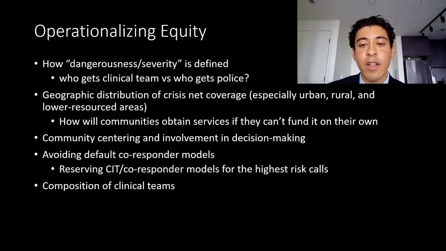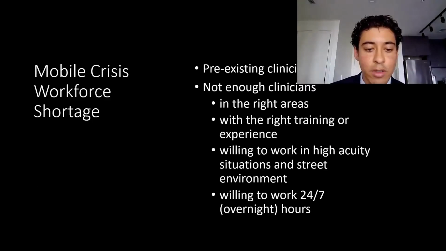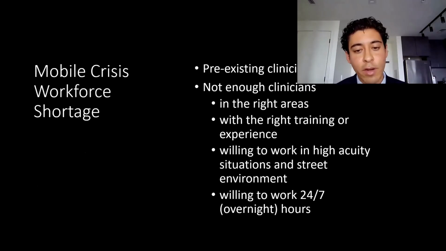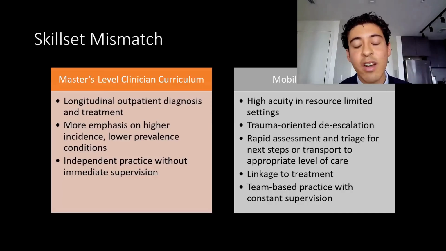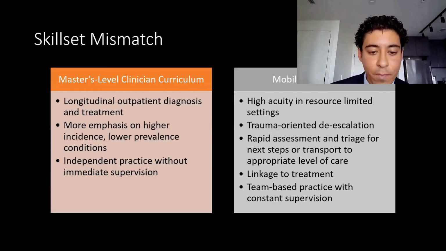And so as we look to develop equity in our mobile crisis workforce, we know there's a huge shortage. There's not just a shortage of mental health clinicians, there specifically is a shortage of clinicians trained and able to work the hours required for our mobile crisis response teams. Another thing in the training: currently existing programs for master's level clinicians, which are the most popular model right now, generally emphasize long-term outpatient treatment in a more stable clinic environment rather than high acuity triage in a resource limited setting.